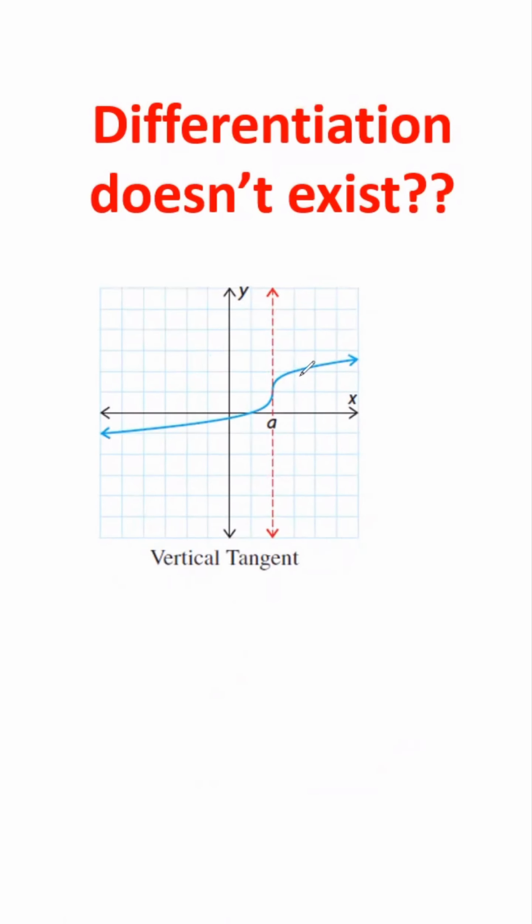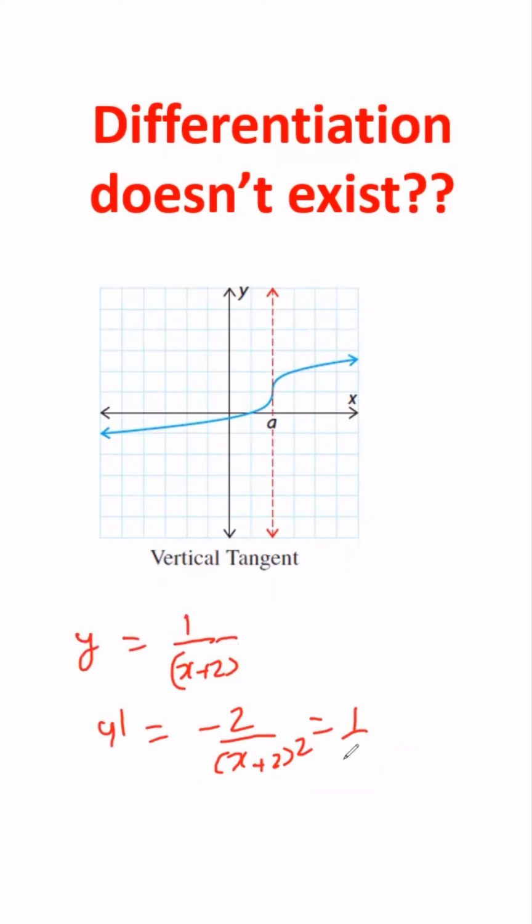Right, so when do we get a vertical tangent? Suppose you have a function like 1 over x plus 2, a hyperbolic function. When you find the differentiation of this function, you get negative 2 over (x plus 2) whole squared. When you plug in x as negative 2, you'll see 1 over 0, that is infinity. So your slope becomes infinite. You'll get a vertical tangent, and your differentiation does not exist. This also happens when you have a function to the power 1/3.